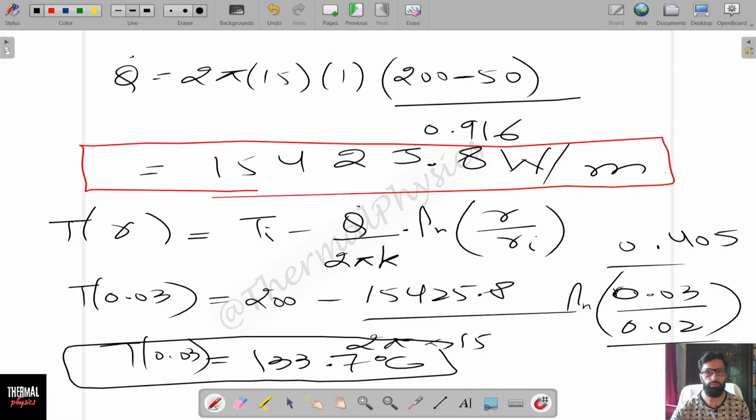We will now solve the same problem using COMSOL Multiphysics software, and we'll compare the solutions. So let's move on to COMSOL Multiphysics.